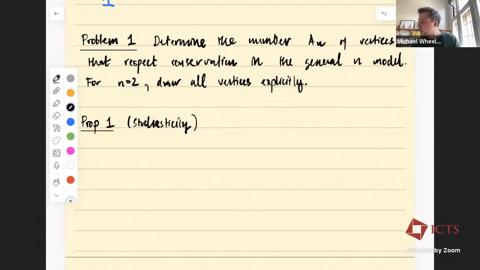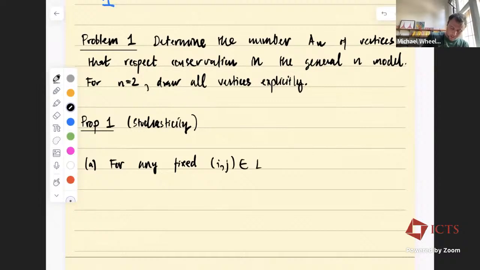Right, so proposition number one, stochasticity. This is really the first fact behind the model, and that's the reason why we end up getting the links with probability. There's two parts to this statement. For any fixed vector ij that lives in this 0n squared in this case, so I take a vector of two colors, we have the following property.